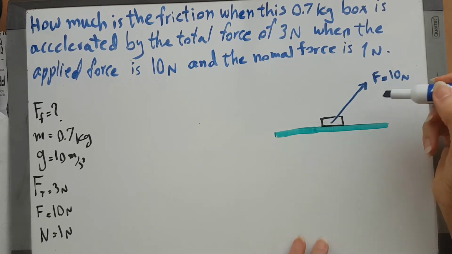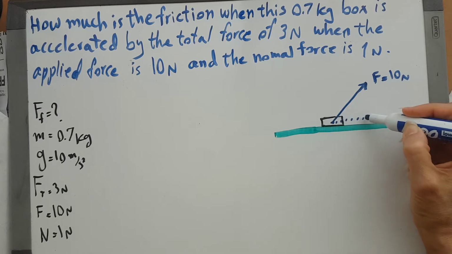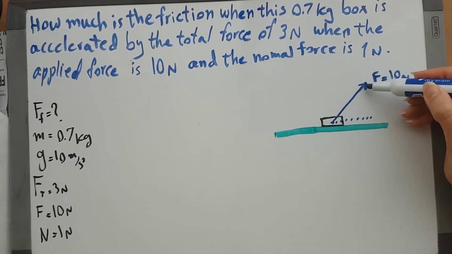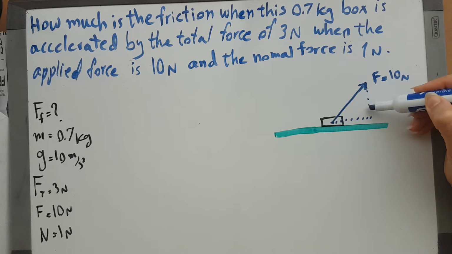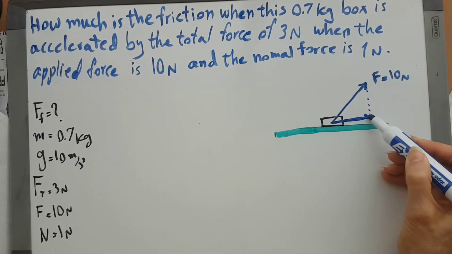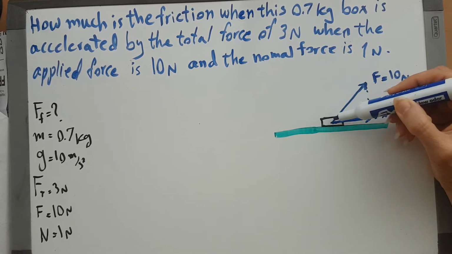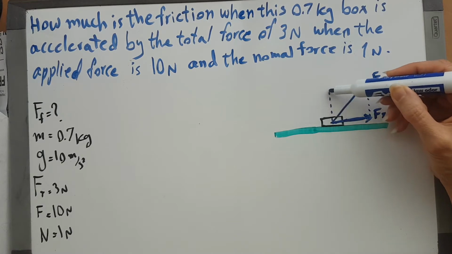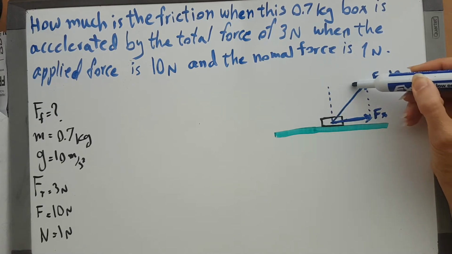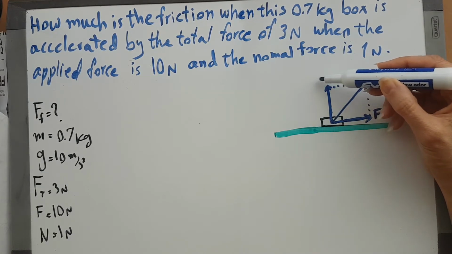Of course, the first thing I do is divide the F into its components, because those are the ones that I can deal with. I cannot deal with the tilted F. I divide this into its components. This is the Fx. And this is the y-axis, and I draw perpendicular to the x, and this is the Fy.